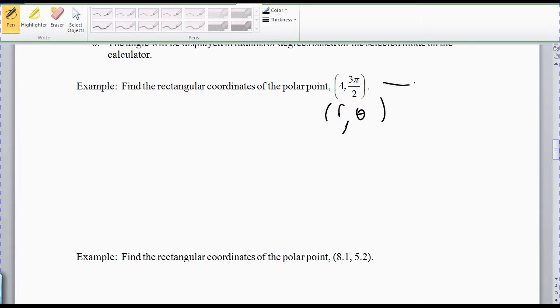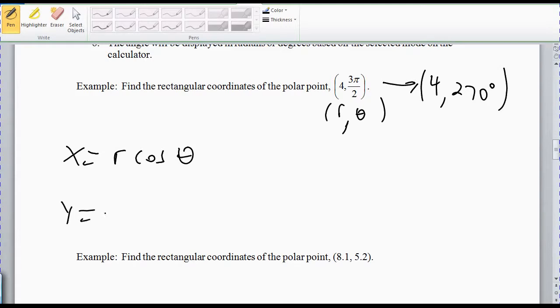So if it were me, I want to do it by hand. I prefer to think of 3 pi halves as 270 degrees, assuming you don't have a unit circle, but this is just the way I like to do it. And the way I get that is, if I convert to degrees, that times 180 over pi. The pi is cancelled. 2 goes into 180 90 times, and 90 times 3 is 270. But in any case, I'm going to use x equals r cosine theta. I want to use y equals r sine theta.